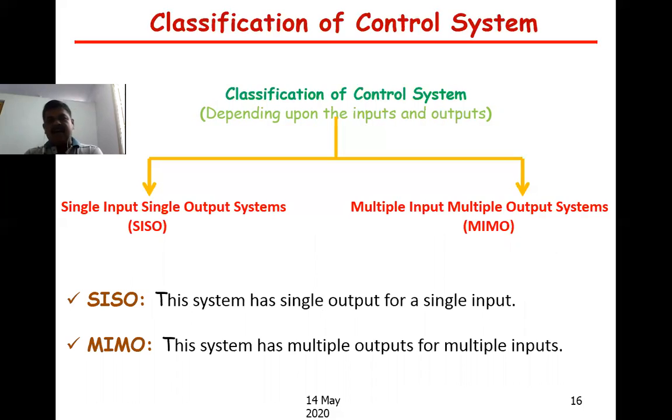Another way of classification depends upon how many inputs and how many outputs your control system has. One is SISO and the other is MIMO. SISO means single input, single output systems, and MIMO means multi-input, multi-output systems. For SISO, the system has a single output for a single input, but in MIMO, there are multiple outputs for multiple inputs.